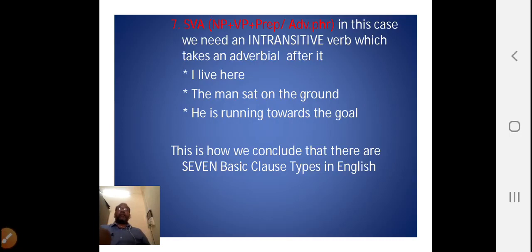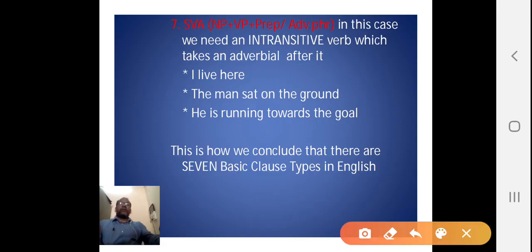SVA. That is a combination of NP plus VP plus prepositional or an adverb phrase. In this case, we require an intransitive verb which takes a compulsory adverbial after it. For example, in sentence number 1, I cannot stop here, like I live, full stop. The sentence remains incomplete because live requires some information like where. So, in the sentence I live here, the structure is SVA, wherein here is an adverb of place.